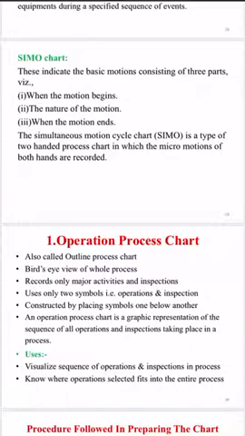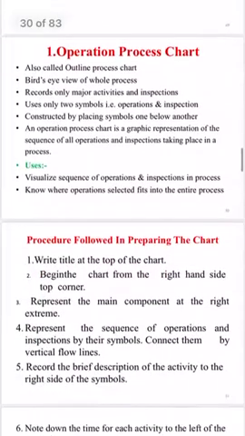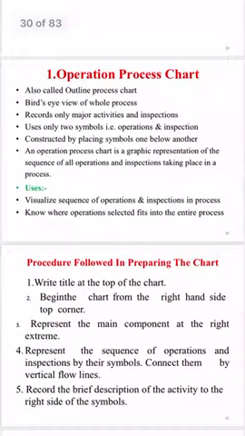And how it is constructed: it is constructed by placing symbols one below another. First we need to record the activities related to operation. If the first activity is related to operation, then we need to place a circle symbol on the top. Then if we proceed and observe an activity related to inspection, we need to put a square below this circle.